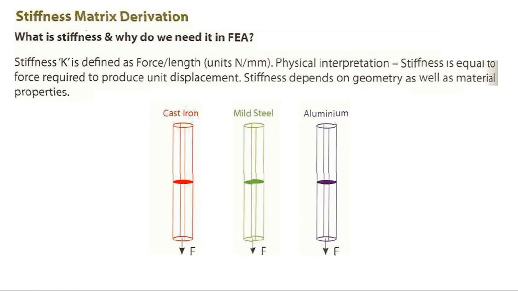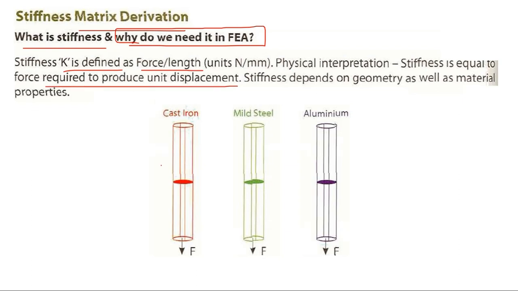Okay, stiffness matrix derivation. What is stiffness? Why do we need it in FEA? Stiffness is nothing but force per length. Physical interpretation: stiffness is equal to the force required to produce unit displacement. For example, if you take a cast iron rod and want to elongate it by 1 mm, how much force are you applying? Force divided by unit displacement. That's called stiffness, the force required to produce unit displacement.